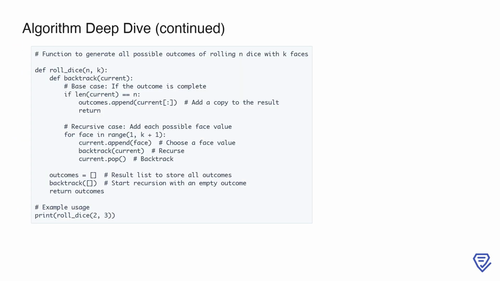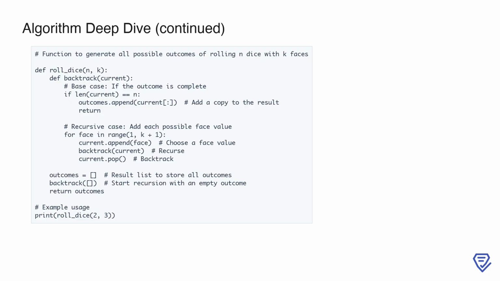Here's the Python implementation of the recursive backtracking approach. The function roll_dice accepts two parameters, n and k, representing the number of dice and the number of faces, respectively. Inside, we define a helper function backtrack, which performs the recursive generation. The base case checks if the current list's length equals n. If so, we add a copy of the list to the result list, outcomes, and return.